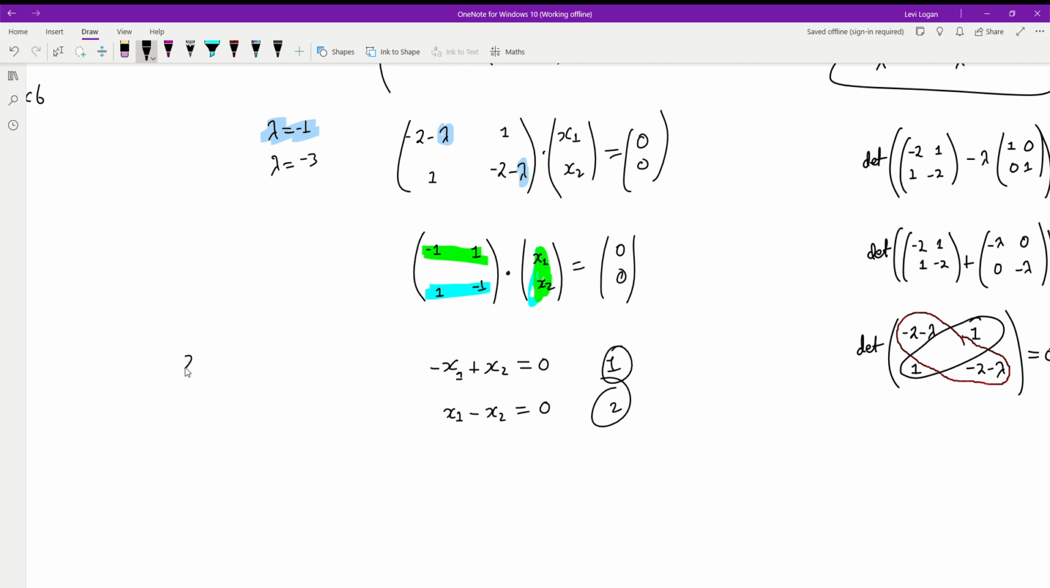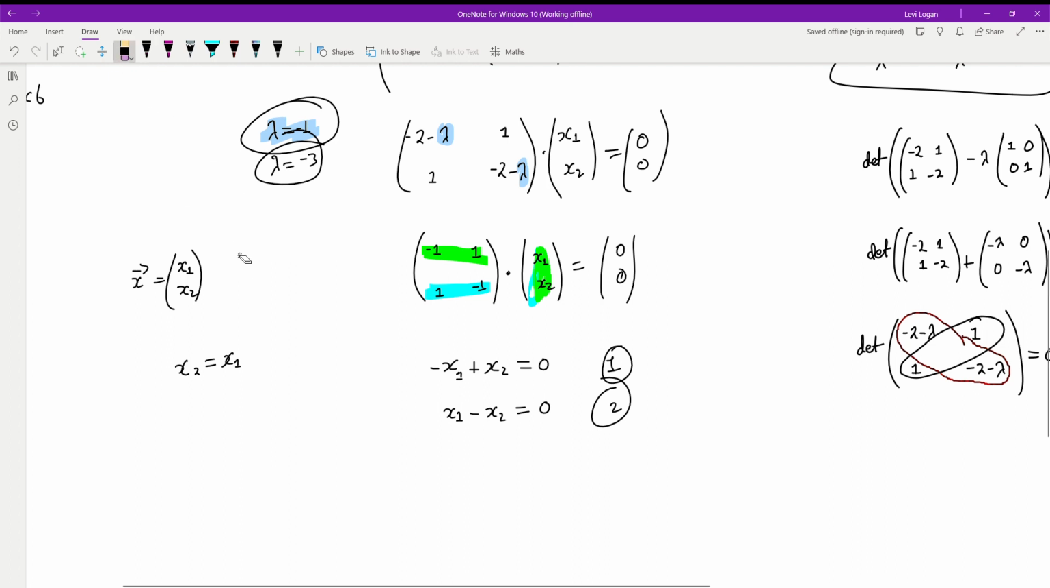So we have x2 is equal to x1, okay? What does this mean? It means that whatever our vector x is, such as x1, x2, in order for it to be an eigenvector, these two numbers need to be the same, okay? Now, we know that the eigenvalues have to be -1 or -3. So we basically make this assumption. So in order for it to be an eigenvector, let's just choose any number.